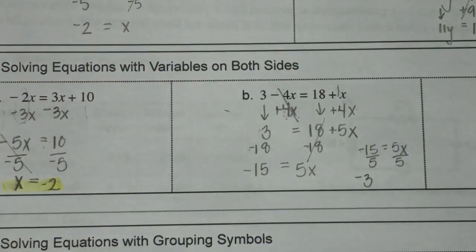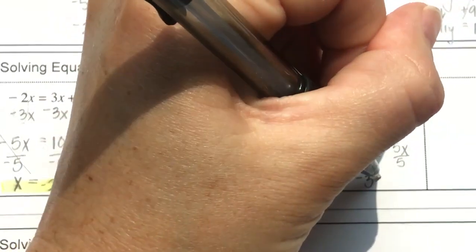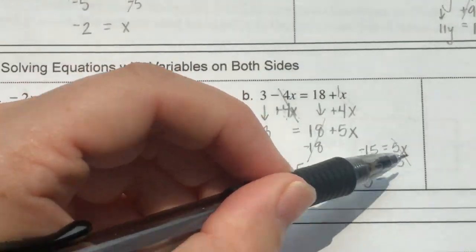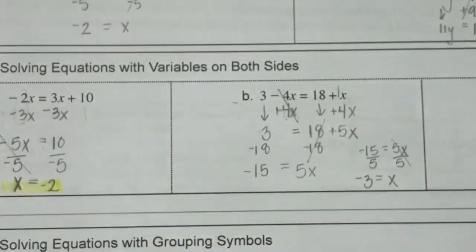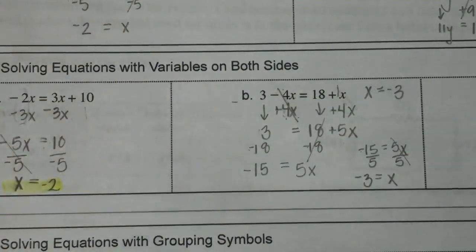So negative 15 divided by 5 is negative 3. Remember, a negative divided by a positive is a negative. And then 5x divided by 5 just leaves you with x. So we end up with x equals negative 3 as our solution.